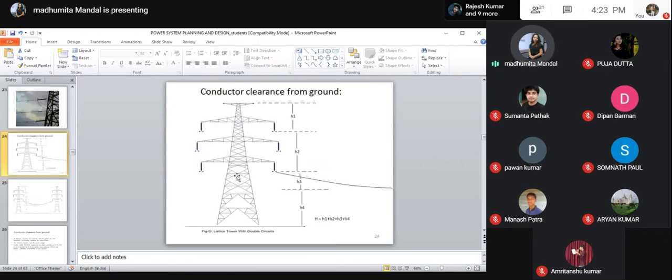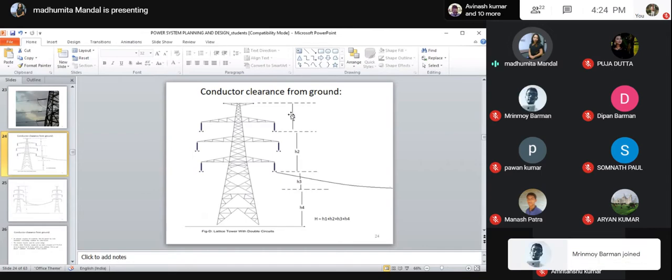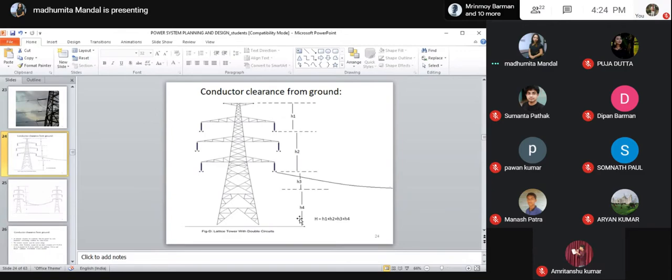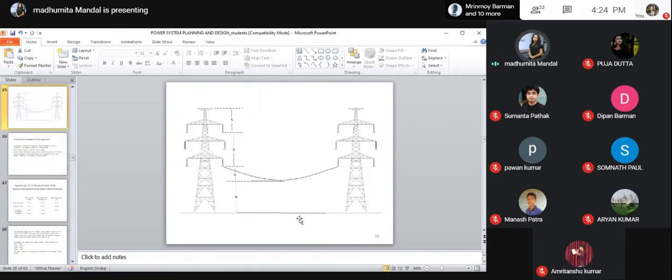So the third one is the spacing between the conductors, H2. The spacing between this conductor and this conductor is also a factor that has to be considered for calculating the height. And the last but not the least is the clearance between the topmost conductor and the earthwire. So basically the height of the tower H will be equal to H1 plus H2 plus H3 plus H4.